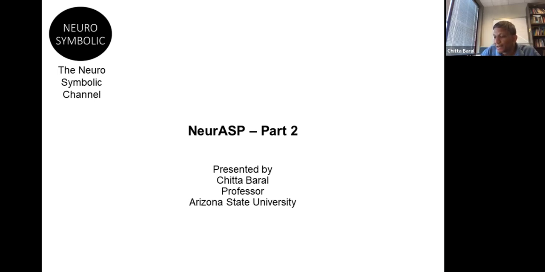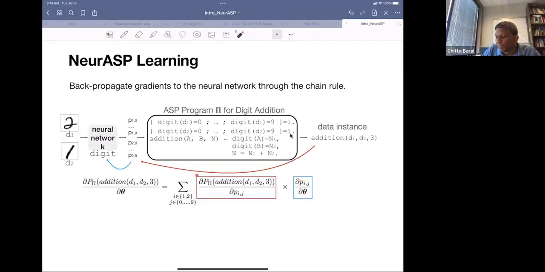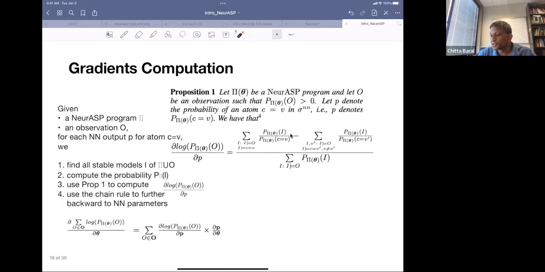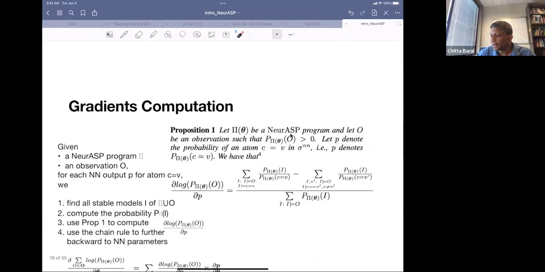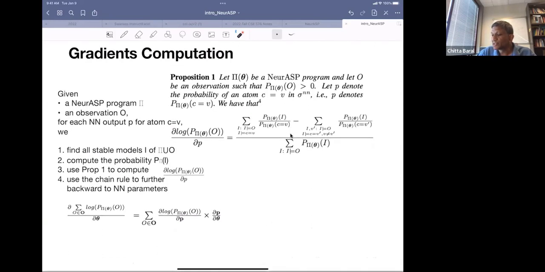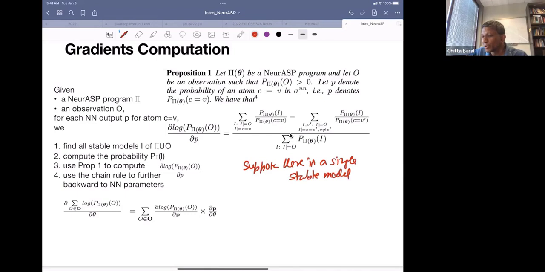And in this paper, a key contribution is defining this. How do we define the differential or the partial derivative of this with respect to this? This is based on a proposition, where this is defined with respect to the log actually, and delta log of this with respect to this probability is this fraction. So okay, we can go on one by one.